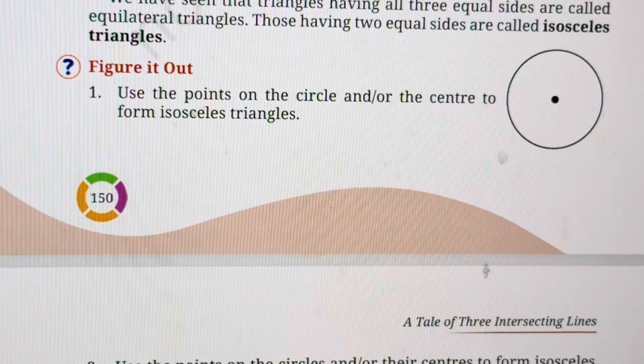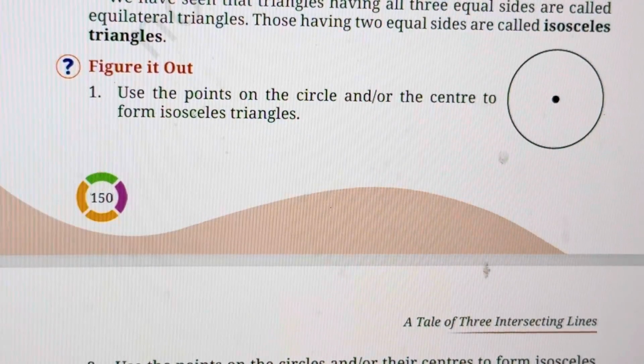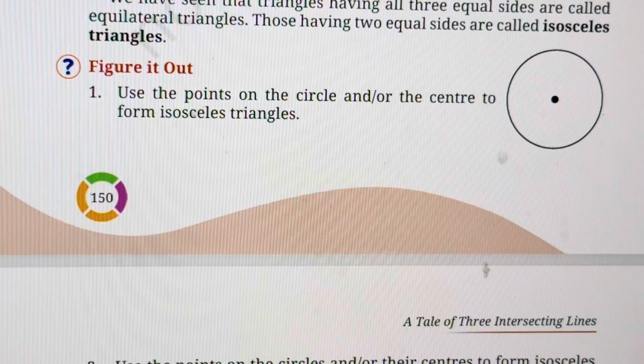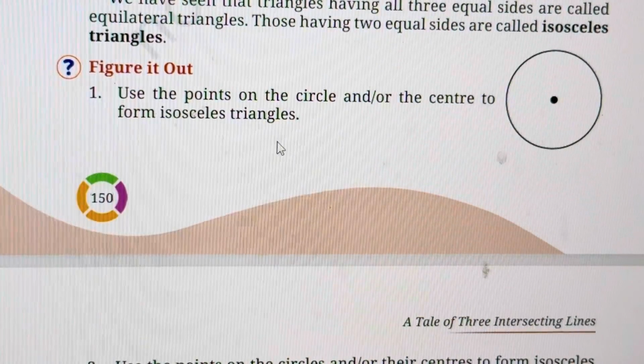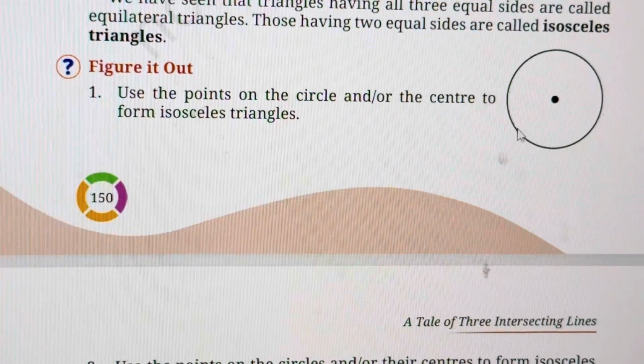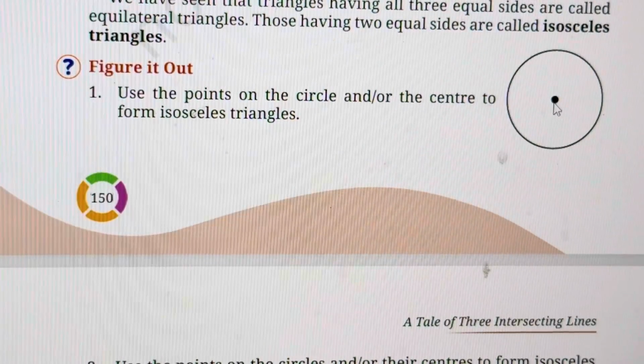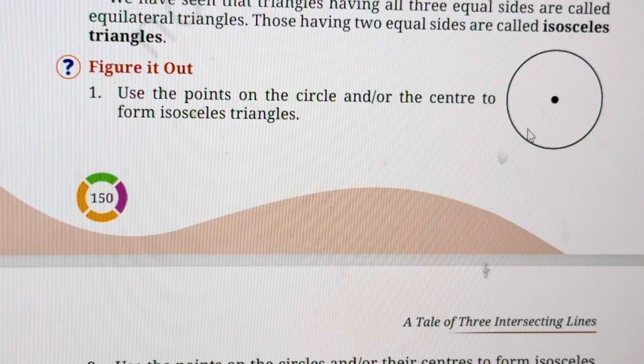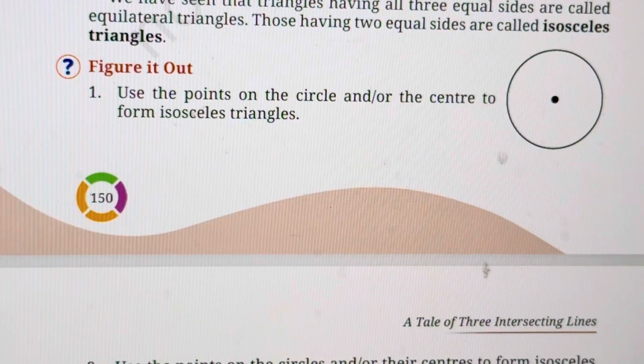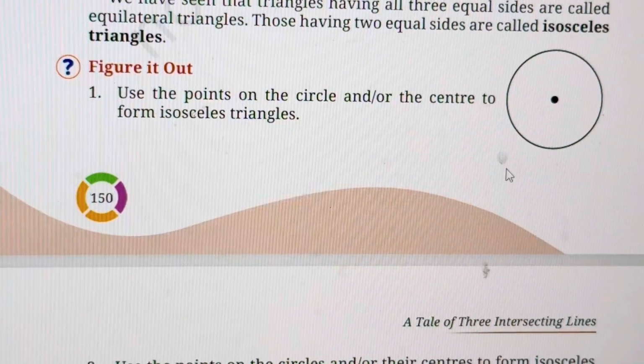So first is, use the point on the circle or the center to form an isosceles triangle. So we have to form an isosceles triangle in this particular circle using this center point, as well as some points on the circle. That is question number 1.